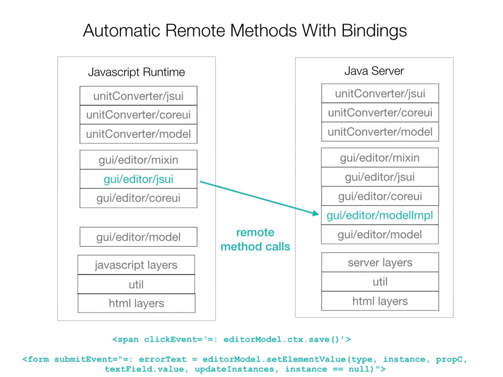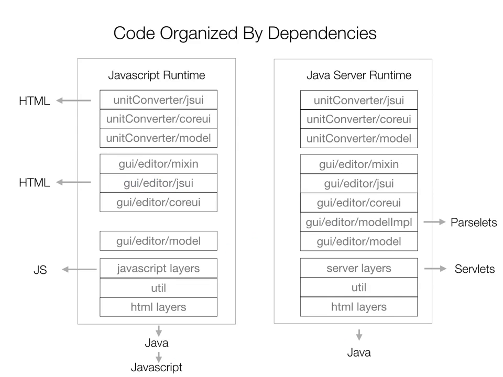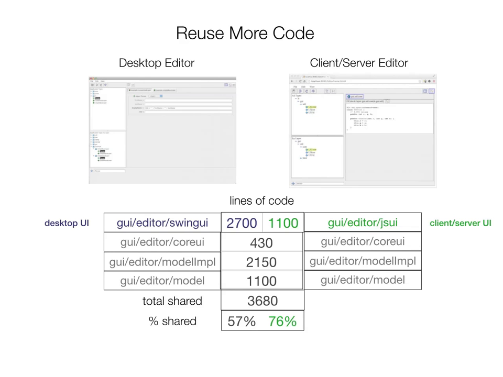And when you do need to use remote method calls, if they're in data binding expressions, StrataCode can implement them automatically as well. And in general with StrataCode, we organize the code according to dependency. So this lets us reuse more code. So the program editor, most of the code is reused between the desktop and the client server versions.